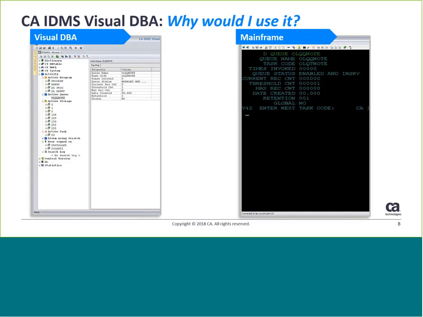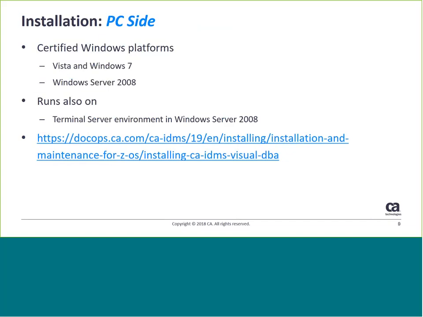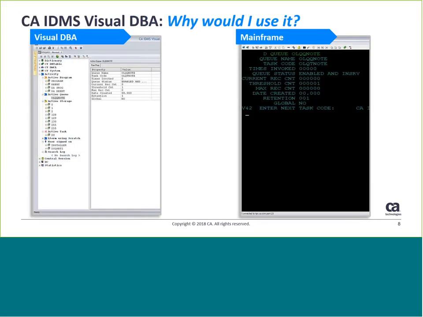Whereas on the mainframe, in order to do that, you would have either already had to know the queue name, or you would have to do a DCMT display active queues command to get the name of the queue, and then go back and issue another command to see the queue itself. So as you can see, it may be quicker. It's definitely a bit simpler to use Visual DBA to accomplish the same results. And as you can see, if you compare the details in those two windows, they were identical.